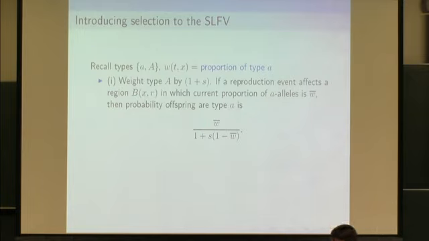Right? Now, if selection is very strong, if S is very strong, we will never observe it. A selective sweep will happen so quickly it won't even leave a trace of itself in the population.